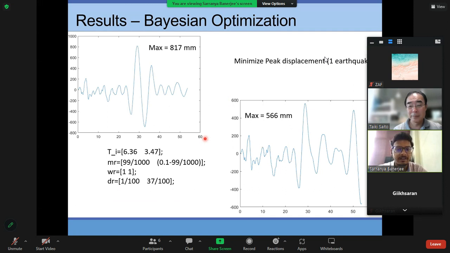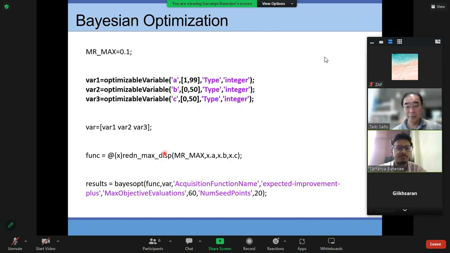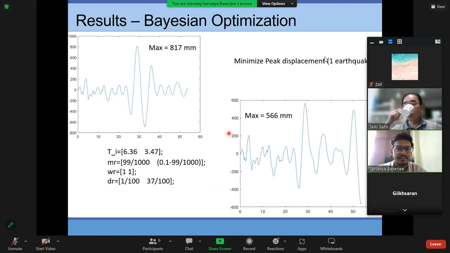So again, I have tried to optimize. Again, I have got similar results as in the earlier case, but now we are getting whole numbers, 99 by 1000, like 0.099, so almost 10% of the mass ratio. So again, 1% damping ratio, and last time also we got 1% damping ratio. So now we are getting similar results, but with whole numbers. So I have planned to use this kind of optimization strategy for the different design variables.